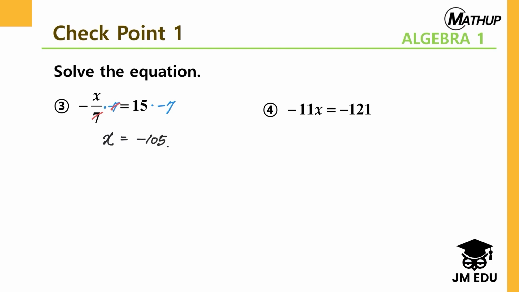Okay, number 4, we have negative 11x is equal to negative 121. So I'm going to divide each side by negative 11, divided by negative 11, divided by negative 11. So negative 11 cancels out and x is equal to 11.